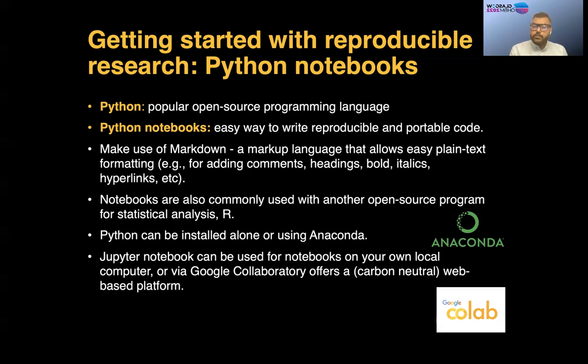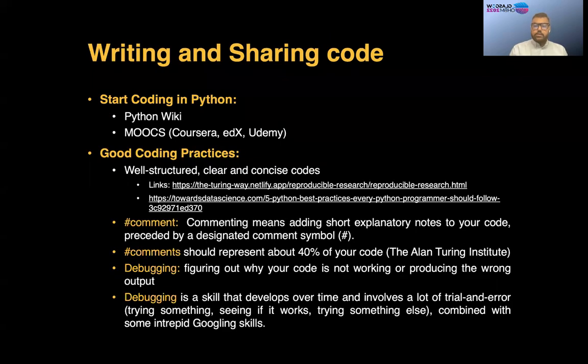So Google Colaboratory is a web-based platform which is more carbon neutral, which uses less energy to perform similar computations as with Jupyter Notebook using Anaconda. So now you know that you can use Python and Python notebooks to perform reproducible neuroimaging analysis.